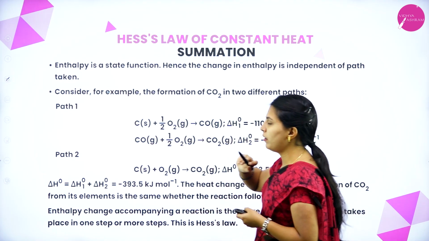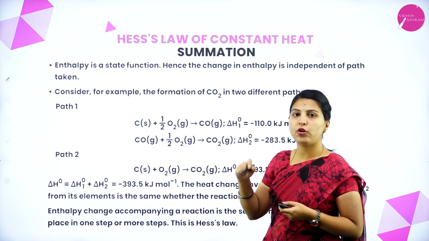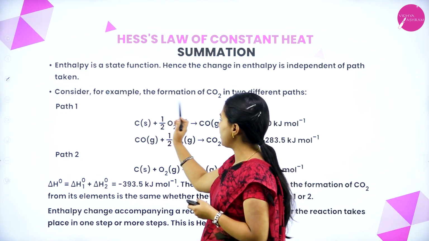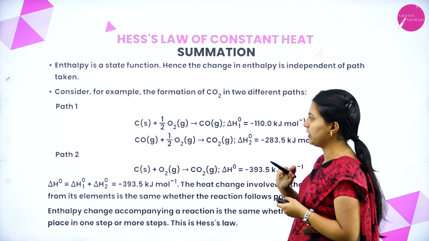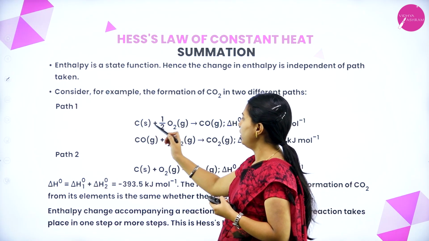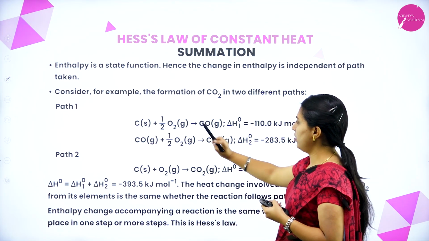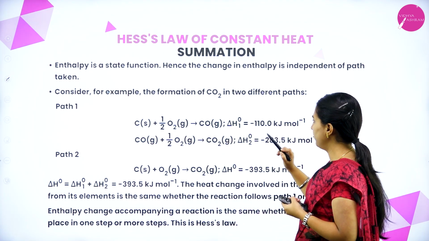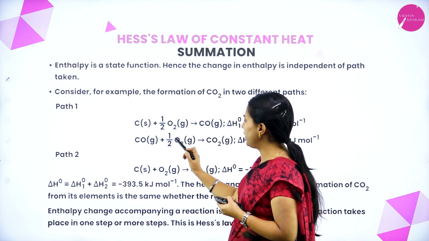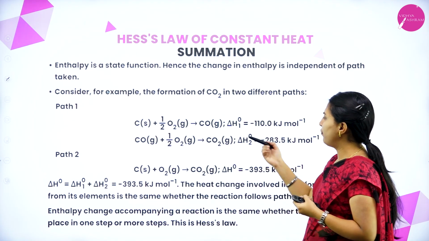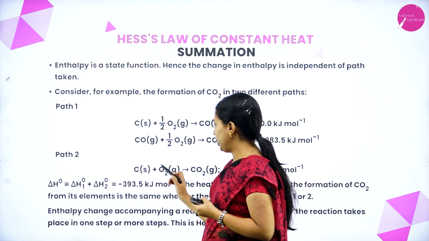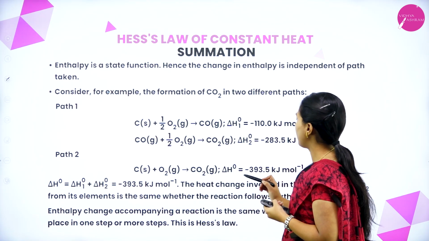Enthalpy is a state function, which means it does not depend on path. Hence, the change in enthalpy is independent of the path taken. Consider, for example, the formation of CO2 in two different paths. First, how can carbon dioxide be formed? Solid carbon with half an oxygen in gaseous state will form carbon monoxide. That is the first formation. That carbon monoxide is treated again with oxygen and will form carbon dioxide. This is path 1. In path 2, carbon with 2 molecules of oxygen will also form carbon dioxide.